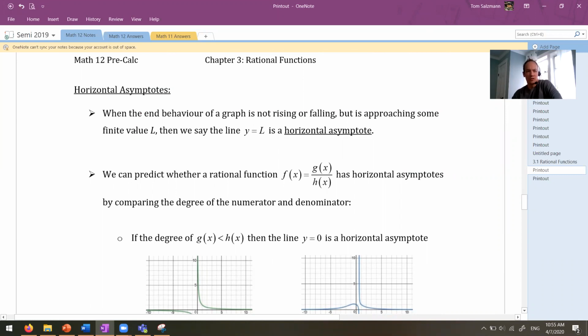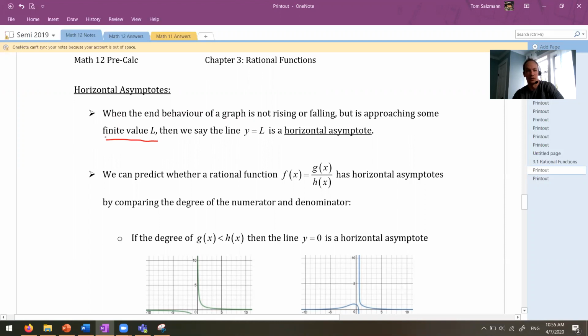So what a horizontal asymptote is, it's a horizontal line, obviously, but we can define it very specifically, and we actually need to define it fairly specifically because our previous version of the definition, where we said an asymptote is a line that the graph never crosses, isn't always 100% true. A better description is to say when the end behavior of a graph is not rising or falling, but it approaches some finite value L.